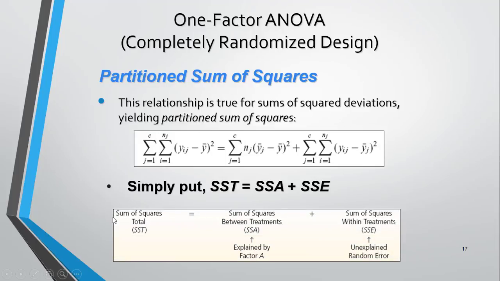So here is the sum of squares total, and then the sum of squares between treatments, SSA. That's the part explained by factor A, the variation explained by the factors. And then there's the sum of squares error within treatment. That's the unexplained random error within the group.